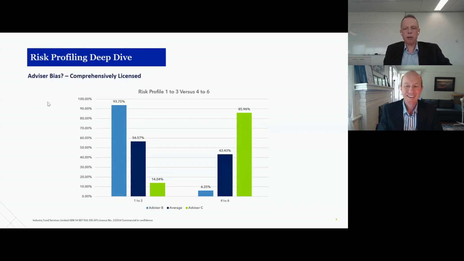And I'll just show the second example, Simon. So this time, if we just split the risk profiles down the middle, so 1 to 3 being our most conservative and 4 to 6 being our most aggressive.